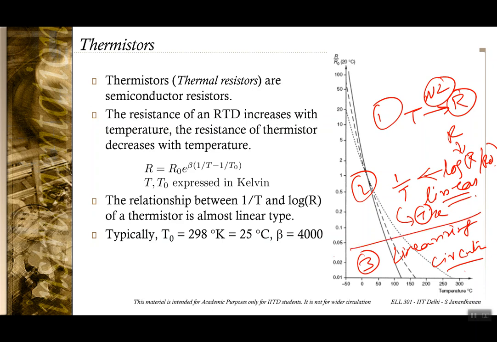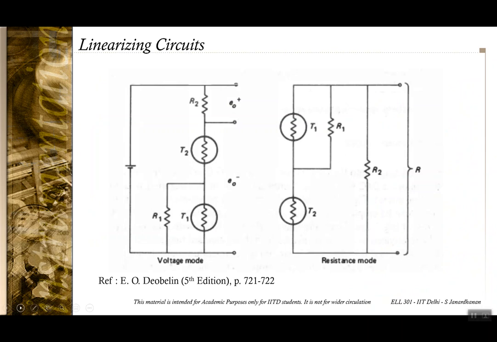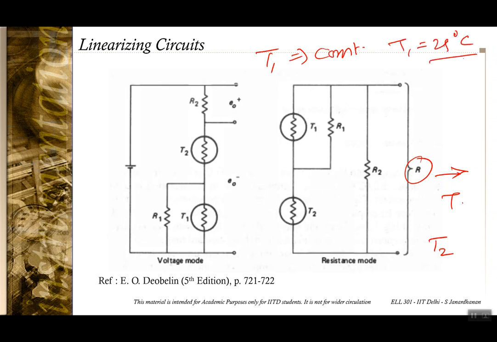So typically, instead of going through the hassle of either of the first two options, people tend to use linearizing circuits. Okay, so these are a few linearizing circuits. I'm not going to go too much into this. What I'm going to say is that in this circuit, the resistance of this combination is being measured, and that is being correlated to the temperature. In both of these cases T1 is constant, and let us say T1 is 25 degrees centigrade. So as T2 increases, R decreases in this case.